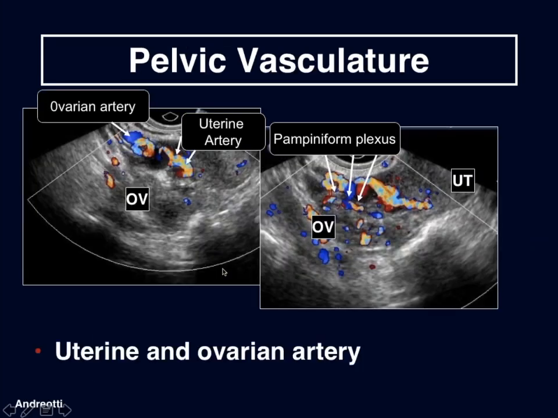So here's a sonographic transvaginal image showing these vessels, the uterine artery along the side of the uterus, the ovarian artery coming from the region of the sidewall, meeting here, better depicted in this image, where we see these vessels form the pampiniform plexus that feeds the ovary.